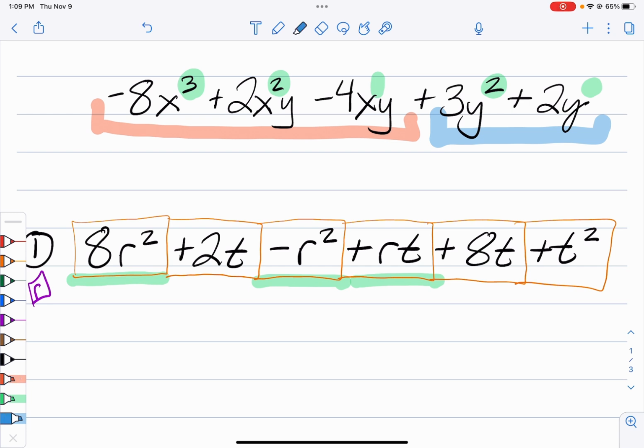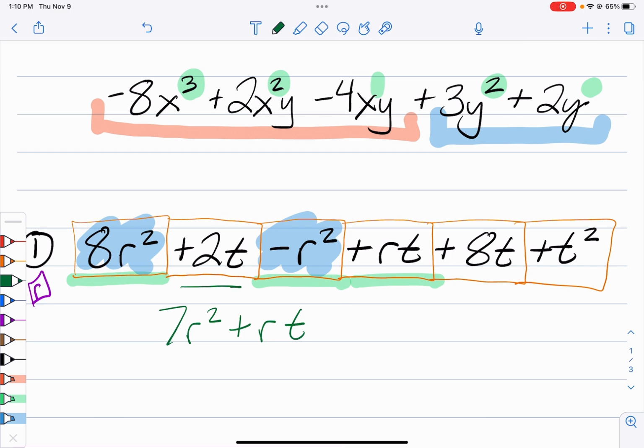The ones with the highest exponents are the R squareds. So those two have R squared. So 8R squareds minus an R squared gives us 7R squareds. Now this one with a plus RT, there are no other terms that have an R and a T. So we would just put plus RT.